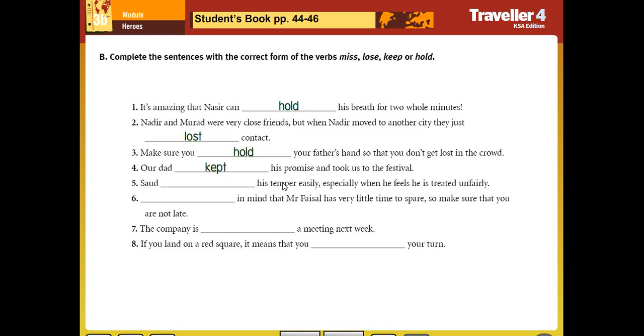Saud his temper easily. Is it loses or misses? Yes, it's loses his temper easily, especially when he feels he's treated unfairly. in mind. Remember. Is it keep in mind or hold in mind? Yes, it's keep in mind.